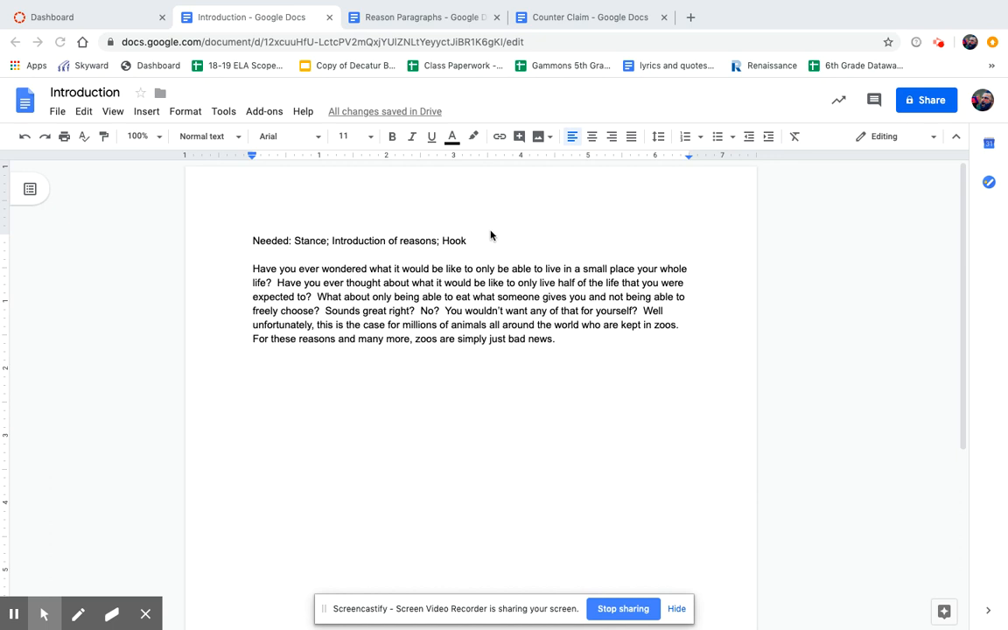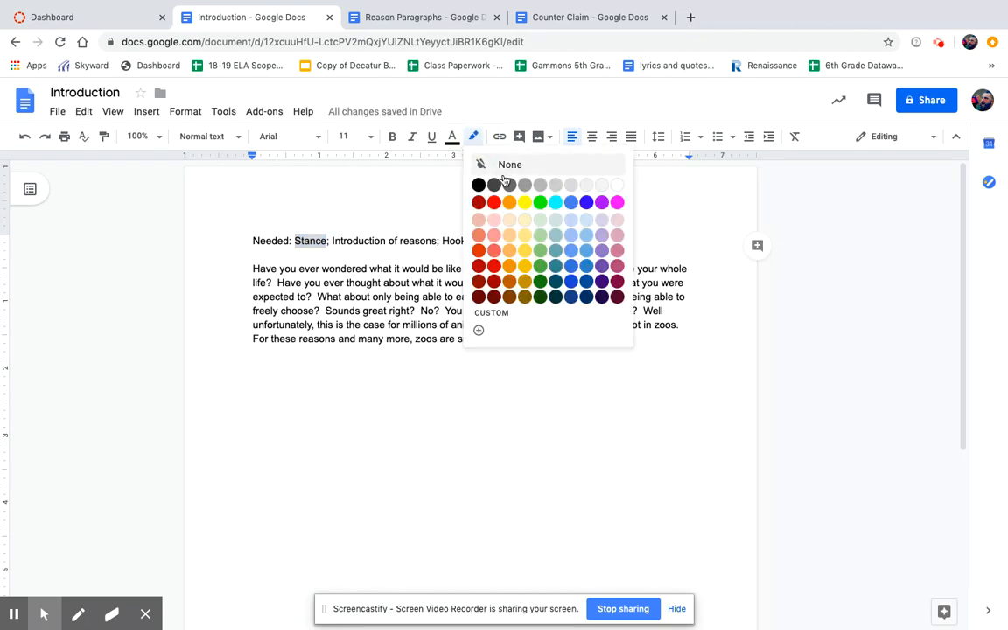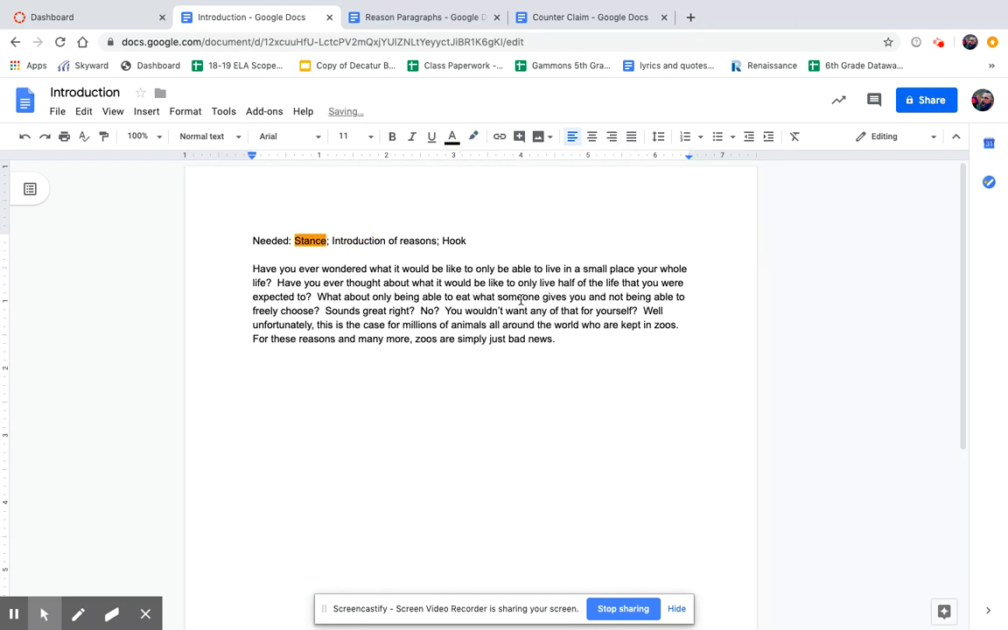If you remember from last week, we needed to have in our introduction a statement that actually shares what we believe about our stance. So in this case, it's: are zoos beneficial? Are they not beneficial? You need to be able to have that stance. I'm going to go ahead and highlight that in orange so that we can see where that's going to be within our full introduction paragraph.